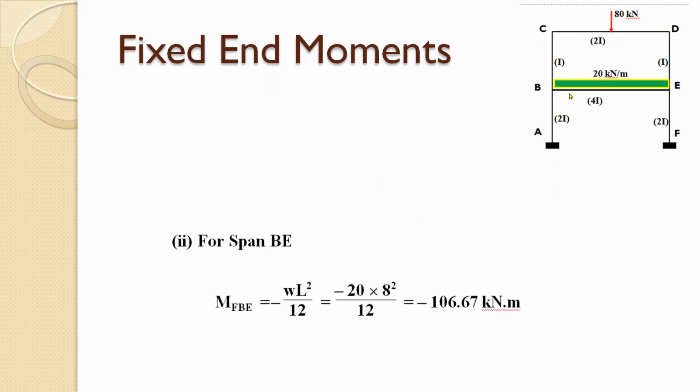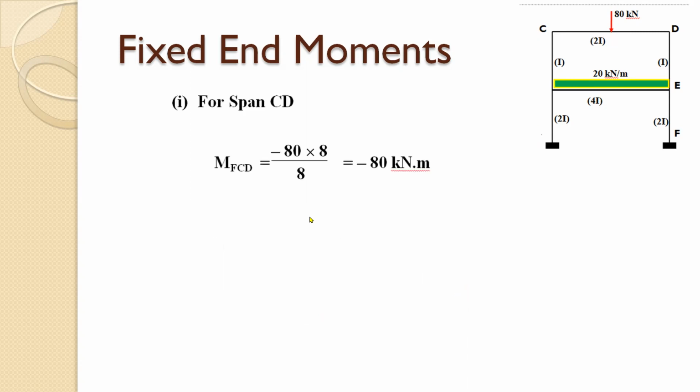Similarly, you can calculate for span BE. For span BE, MFBE is minus WL square by 12. Now what you have to remember here is that though the axis of symmetry passes through these beams, while calculating fixed end moment, you have to consider the total load on the beam and the total span of the beam. Don't take only half the span while calculating fixed end moment. So for calculating fixed end moment for CD, consider the complete span.